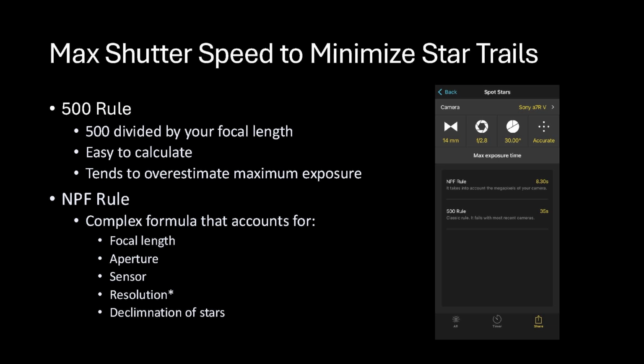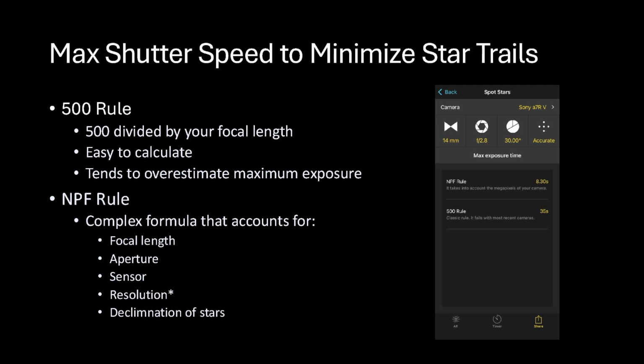One of the questions is, how do you determine the maximum shutter speed? So remember, the reason we need to know this: if the shutter's open too long, you'll get star trails. If it's open too short, you're not going to get enough light on your sensor to get a picture. There are two rules of thumb. One is the 500 rule, 500 divided by your focal length. You can calculate in your head most of the time because your focal length is usually fixed. It's easy. However, it sort of underestimates and gives you longer star trails than most of us would like.